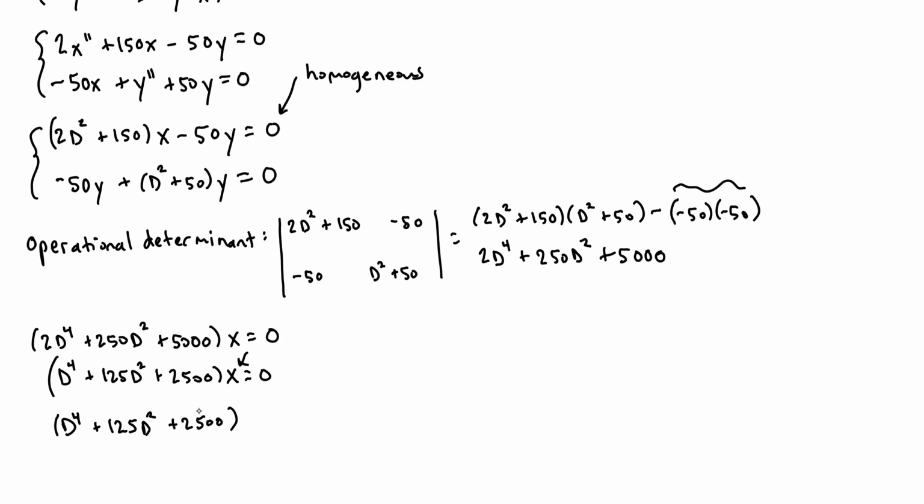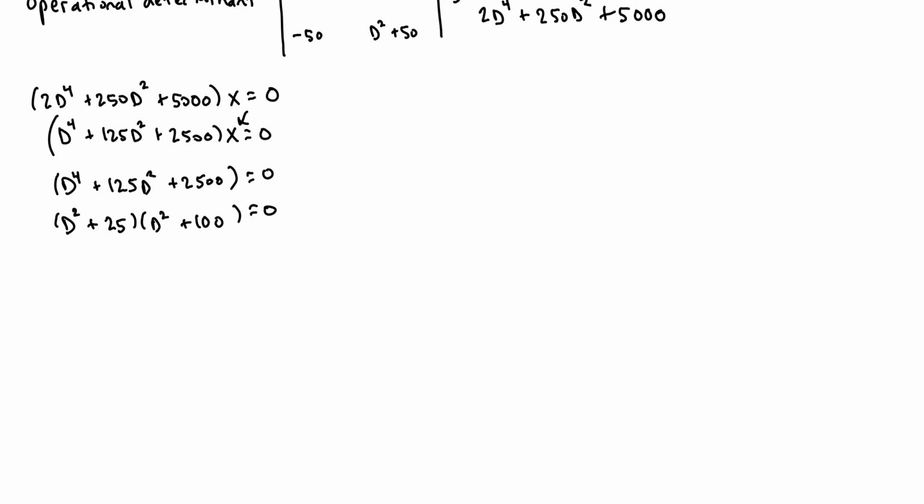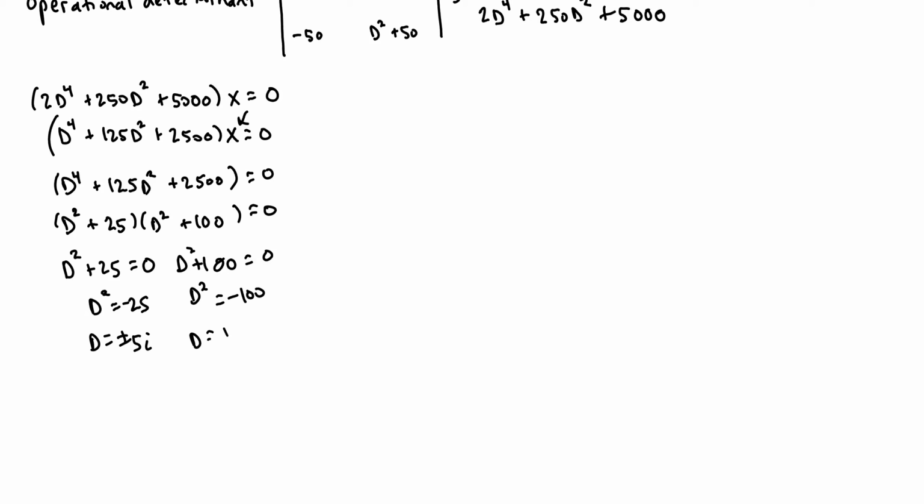Okay, can we factor this? Let's give it a try. Oh, it's not so bad. How about 125? Okay, so it looks like we're going to end up with complex solutions. D squared would give us negative 25 or plus or minus 5i here, and plus or minus 10i here.